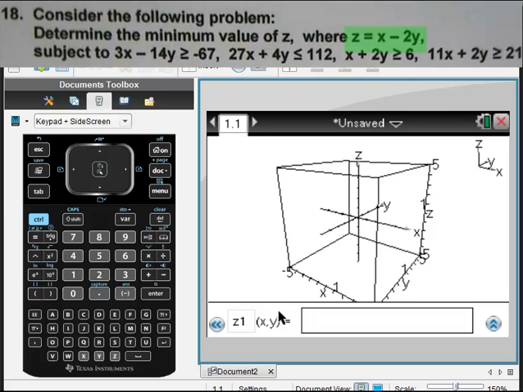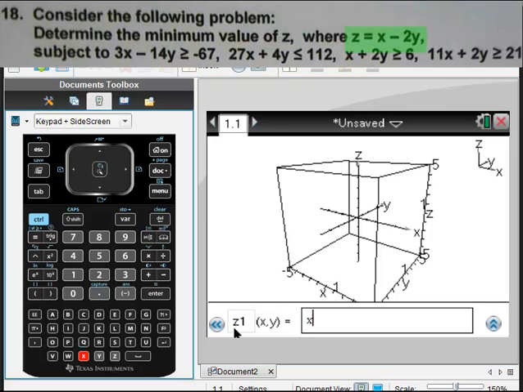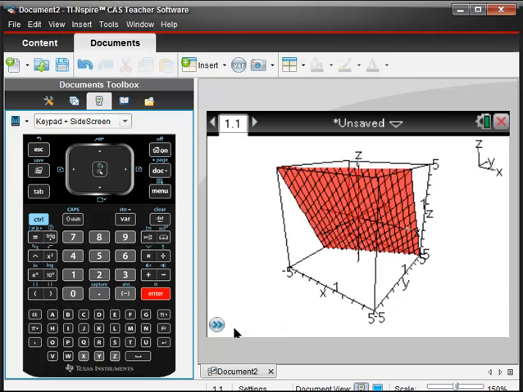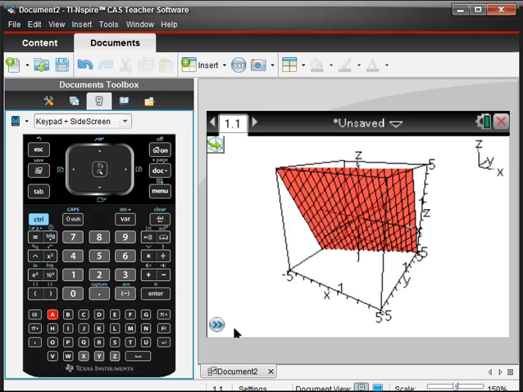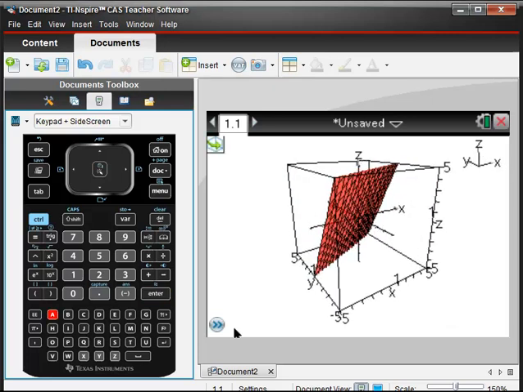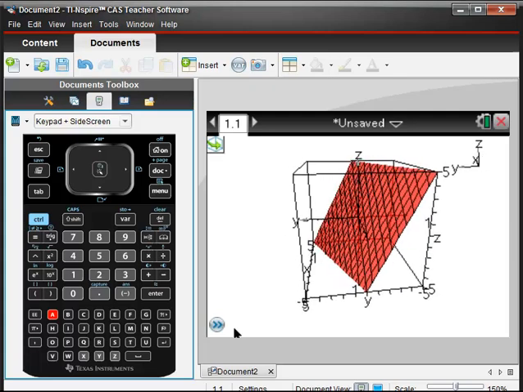It says we have x minus 2y, so x minus 2y, and enter. Okay, let's take a look at this. We were expecting to see a plane because we have a function z, a function of x, y, so it's in 3-space, and it's linear, which means we know it's going to be a plane, and we can spin this around a bit to get a good look at it.